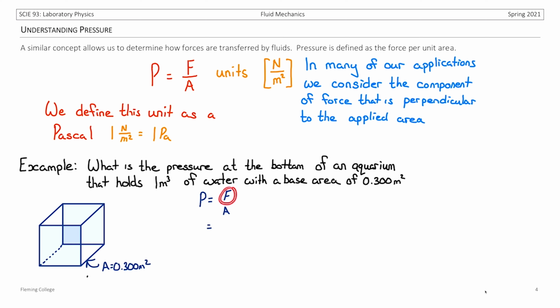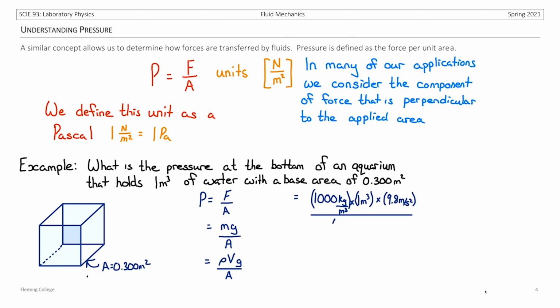And our force applied here is the weight of all the water in the aquarium, so we'll replace force with mass times gravity. The amount of mass we have depends on the density of water, which we saw in the previous example, so we'll replace mass by rho times volume. And now we can start to input our values. We know the density of water is 1,000 kilograms per meter cubed. We know we have 1 cubic meter of water, and the weight will need to be calculated using the acceleration due to gravity.